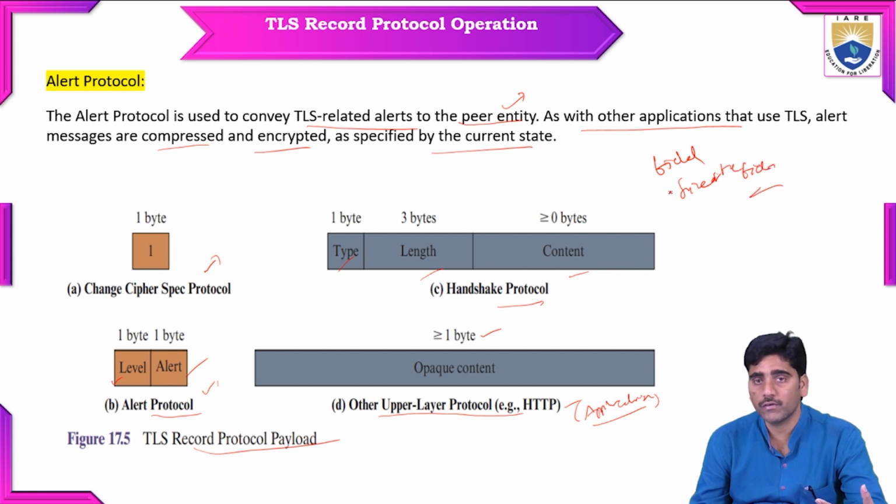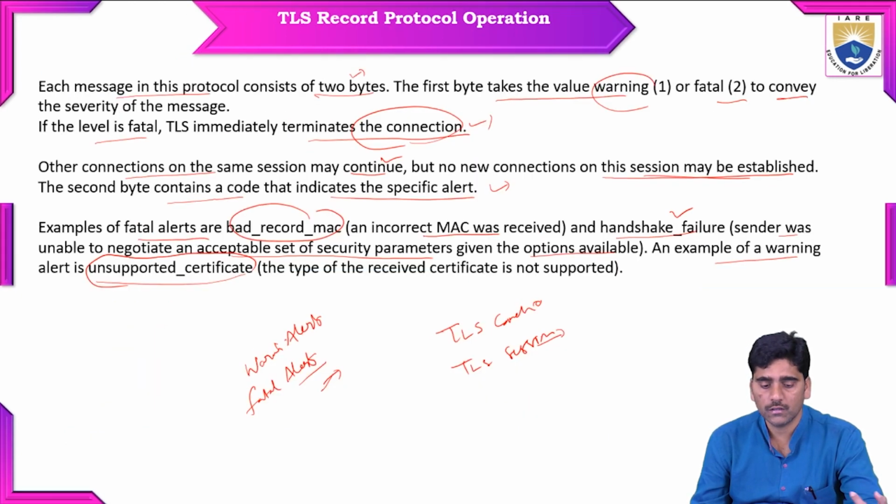All these protocol fields have certain types and certain sizes, and each individual message is alerting, such as fatal alerts and warning alerts like unsupported certificate, bad record MAC, and handshake failure. All these types of alerts are displayed. So this is all about the record protocol operation, which contains different types of protocols that are used to provide an extra layer for the security of the web.